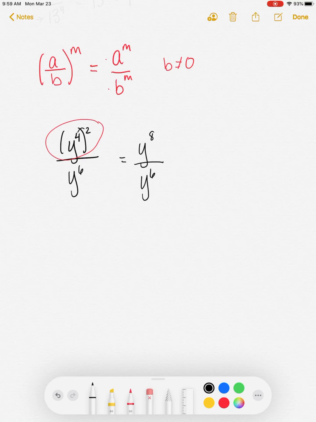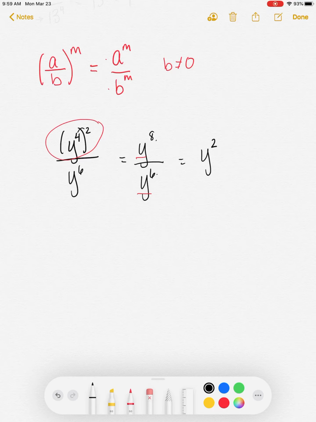Now we can use this quotient property. Notice that my bases are the same, they're both y's. They both have exponents, so we subtract them. 8 minus 6 is 2, so this leaves me with y squared.